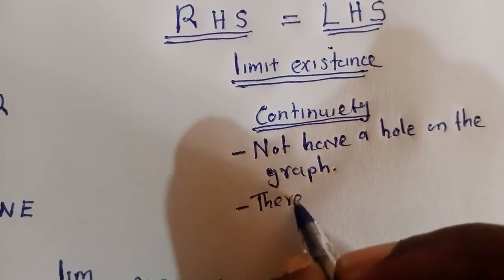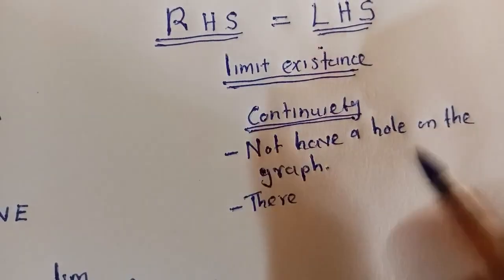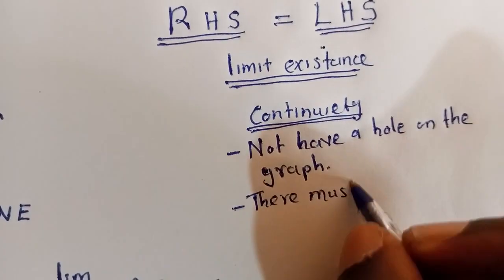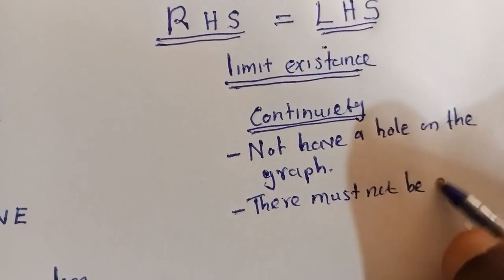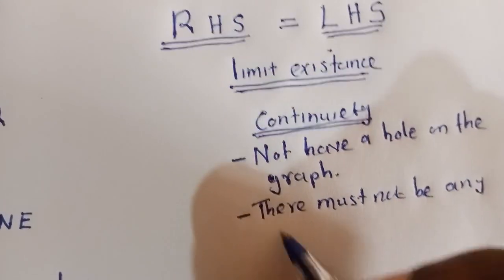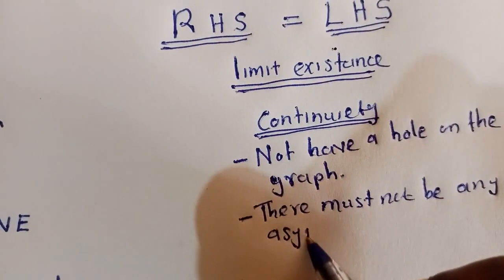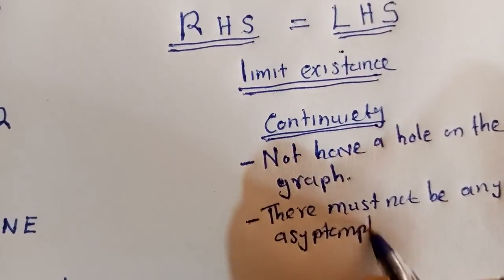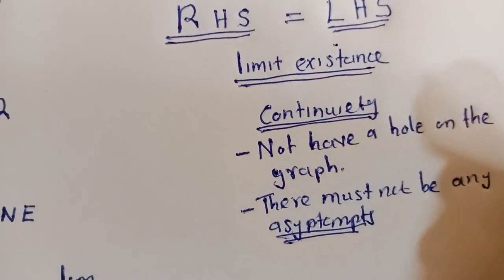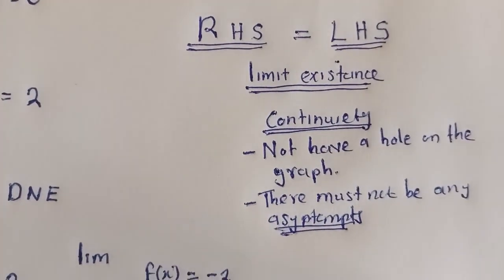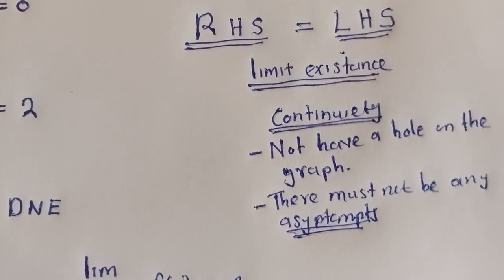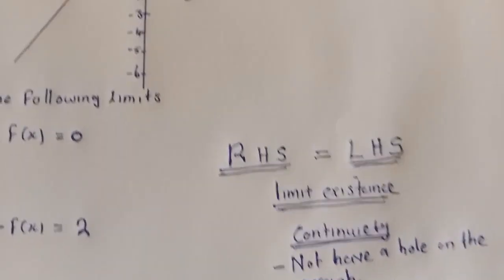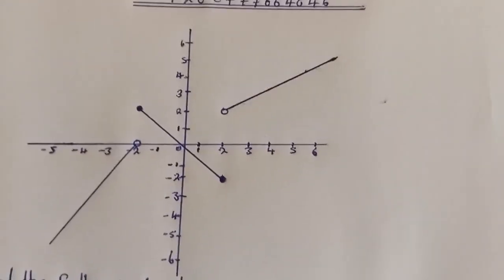There must not be any asymptotes. So this is also very important, but more is yet to come. We're yet to do as many topics and questions as we can so that you get the idea of limits. Of course, this is very simple.